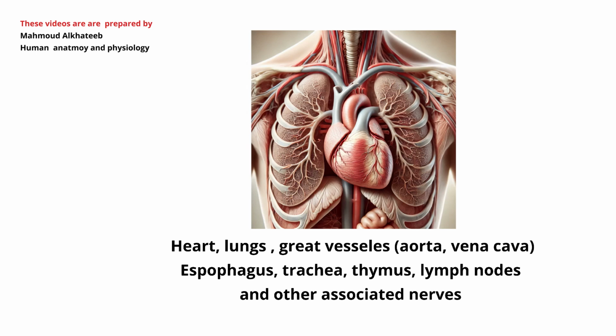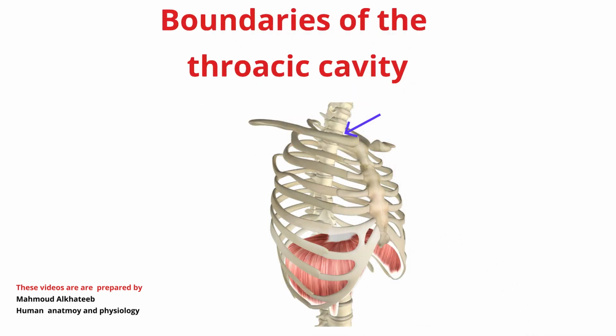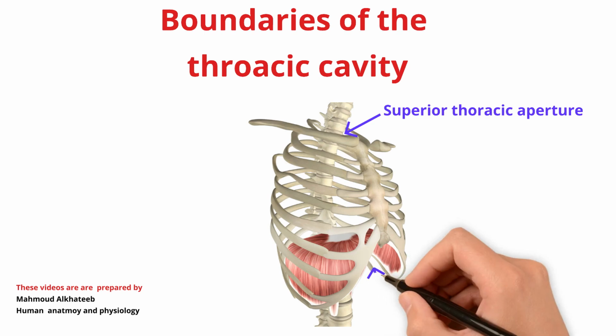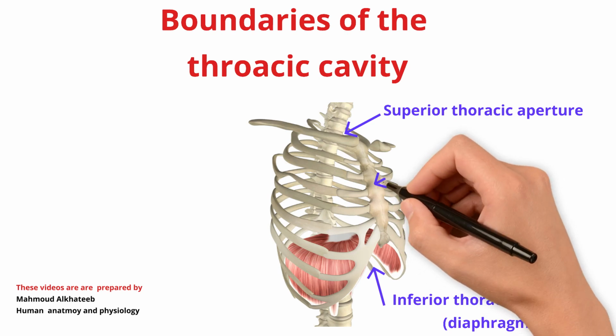The architectural marvel of the thoracic cavity ensures not only a sturdy shield for these organs, but also maintains the flexibility required for respiration and movement. Its superior boundary, known as the superior thoracic aperture, opens toward the neck and is framed by the manubrium of the sternum, the first pair of ribs, and the body of the first thoracic vertebra. Inferiorly, the inferior thoracic aperture is largely sealed off by the diaphragm that separates the thoracic cavity from the abdominal cavity, as said before.